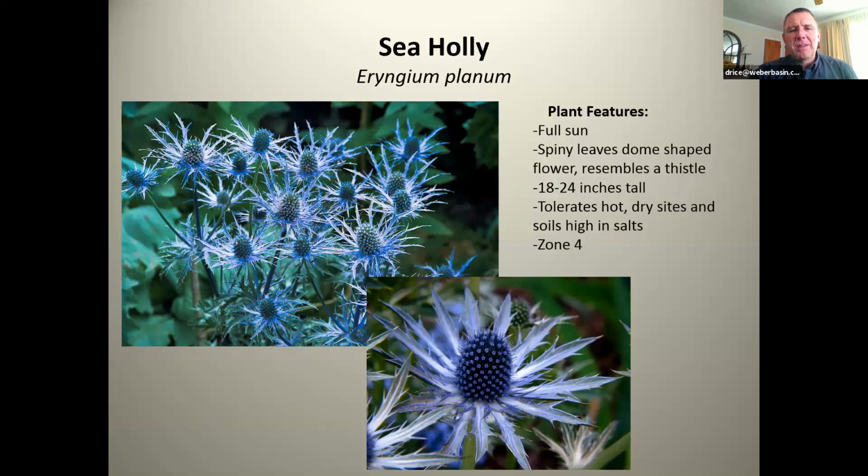Sea holly. Now this one looks a lot like a weed as well, your thistles and stuff. But this is a cultivated plant to get that really strong blue color. The sea hollies have that unique blue with that unique thistly type head on them. They're not weeds, they don't spread, they're not aggressive. 18 to 24 inches tall, tolerates really dry, hot sites, and soils high in salts. But very unique and interesting look to them.